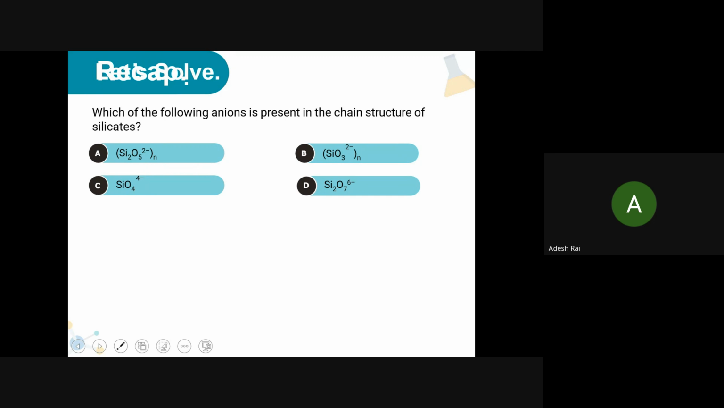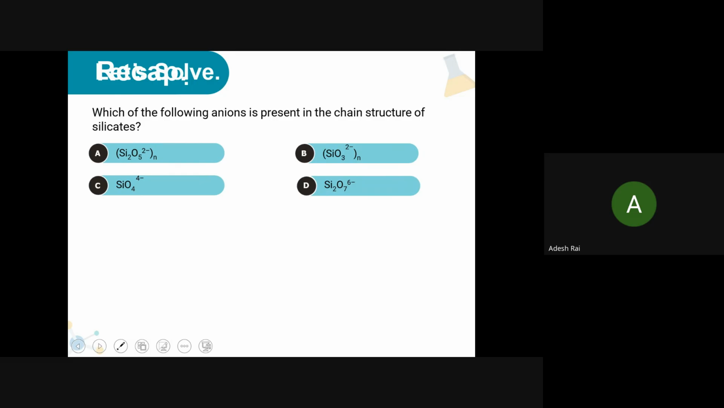Sure? B or A? Sir, B will be for the cyclic one, right? B will be for the cyclic one. C is for SiO4 4-, which is the ortho one, the first one that we studied. Yes or no? And D is for the second one, the pyro one.